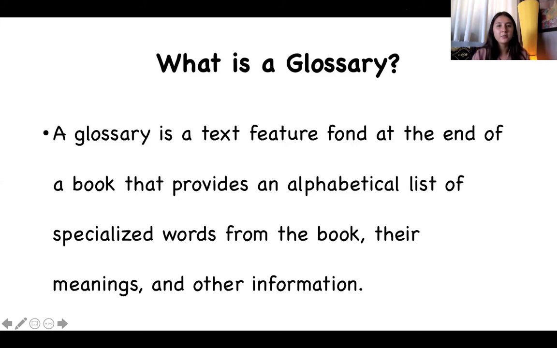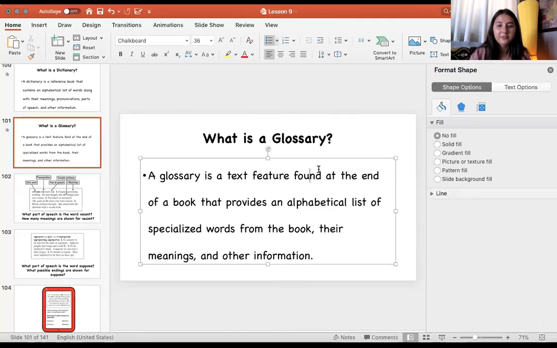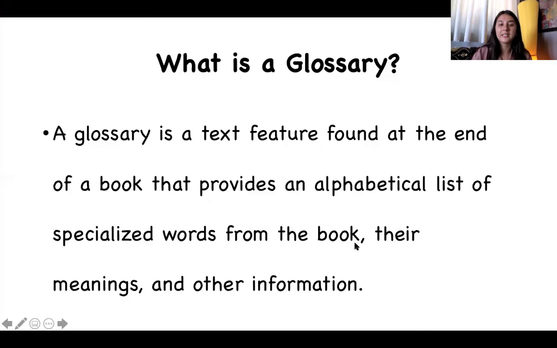Oops, not found, but found. Let me fix this. Found at the end of a book, and it provides an alphabetical list of specialized words from the book, their meanings, and other information. So a glossary is a couple of pages found at the back of a book. It is also in an alphabetical list, and it's got words from that book. So maybe if you're reading a book about space, it will have a specialized list of words at the back to help you understand the meaning of some of the vocabulary words in the book.